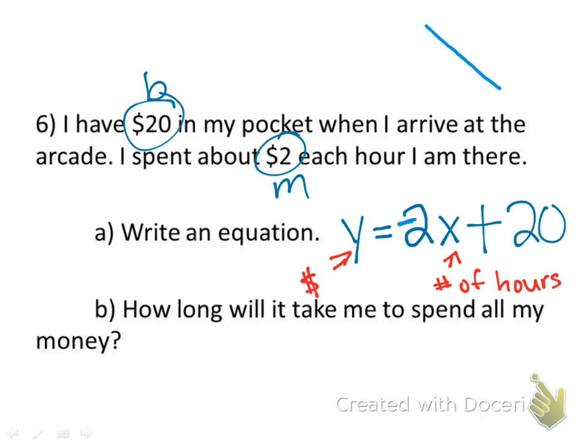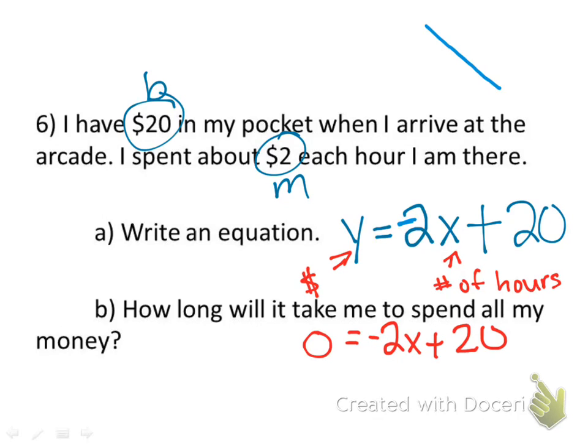All right, part B says, how long will it take me to spend all my money? So is money x or y? Y. So I'm plugging some number in for y, but I don't see a number in part B like I usually do. What is the number if you've spent all your money? 0. So we're plugging 0 in for y. For some reason, solving for 0 makes people panic a little bit. 0 is just any old number. So just solve this equation like normal.